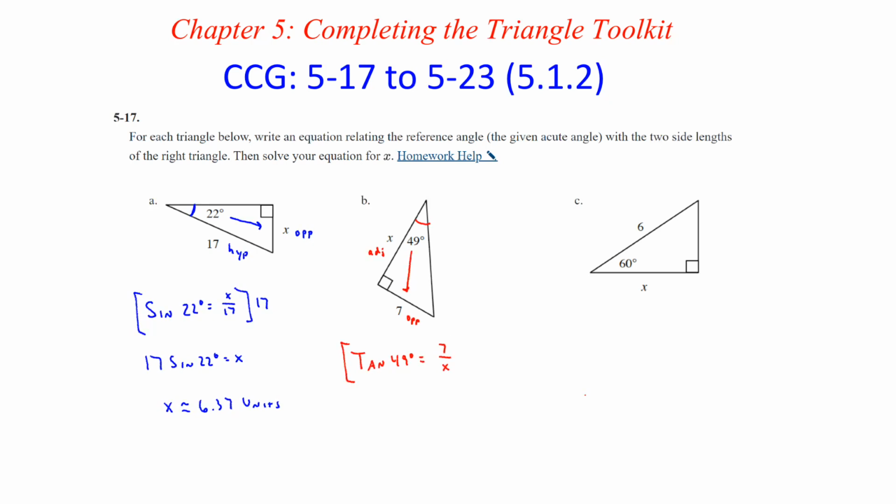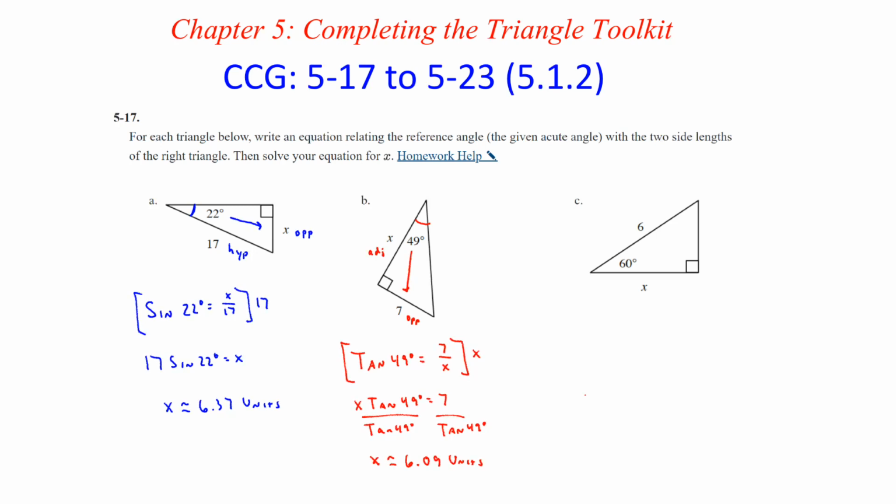And so, as I said before, I'll solve for the exact value first, and then I'll plug it into the calculator. So I'm going to multiply both sides by x to get rid of the denominator, and then I will divide both sides by tangent of 49 degrees. And so 7 divided by tangent of 49 is approximately 6.09. Once again, we'll just call it units on this one.